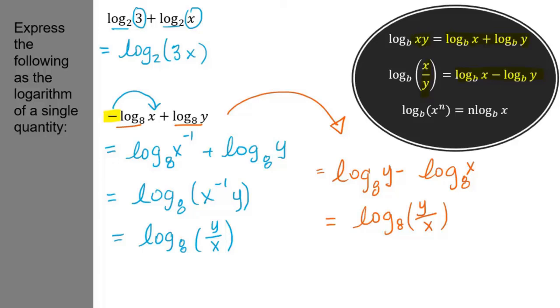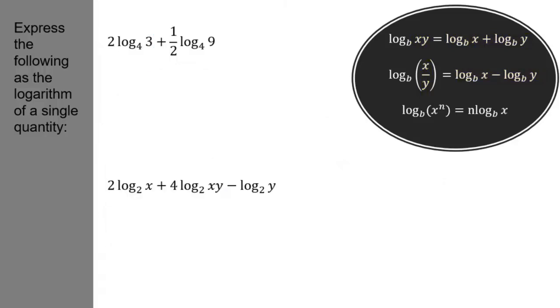I know that the y ends up in the numerator because the y is a positive log, and the x ends up in the denominator because we're subtracting this log. If you recognize that from the original problem, you can jump right to this final answer. Let's look at 2 more. We'll have a little bit more work to do here.